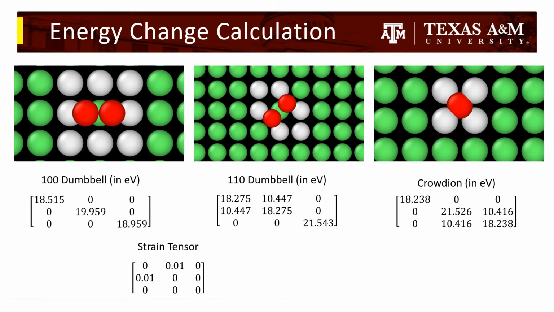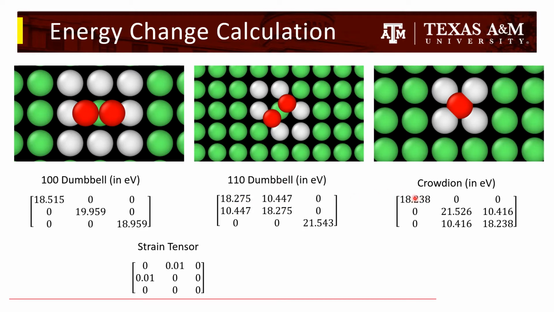To find this, I calculated p-tensors, which measure the first moment of the force distribution. We can use them to find how the defect interacts with the crystal's strain field. Looking at the p-tensors, there are 2 strong candidates, the 110 dumbbell and the Crowdion interstitial.